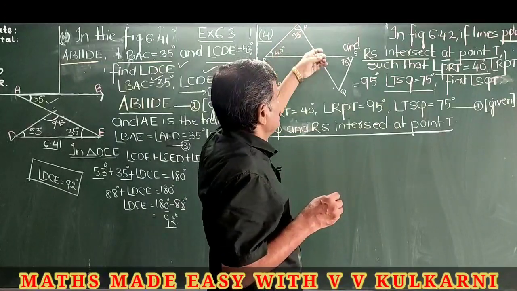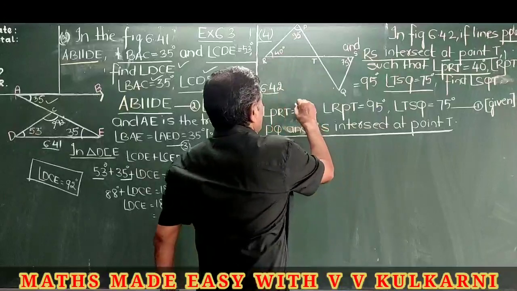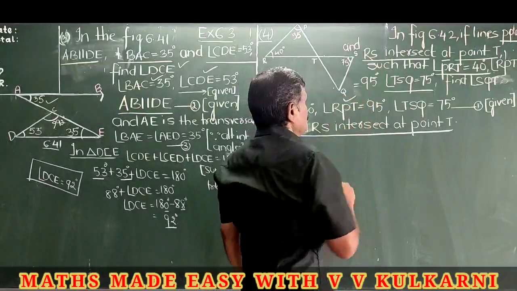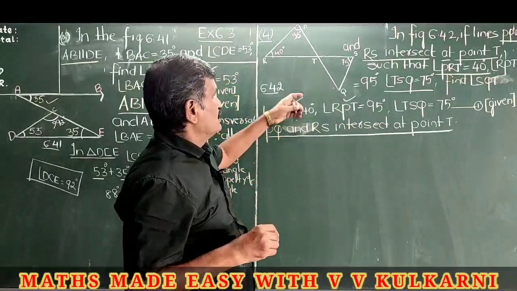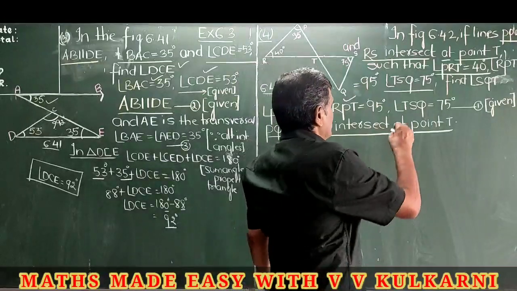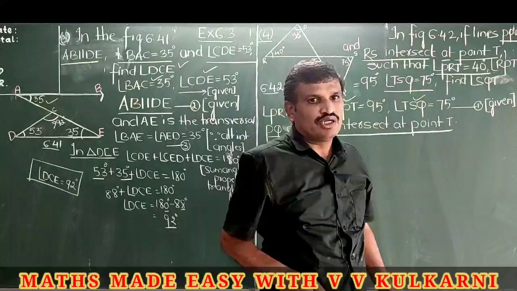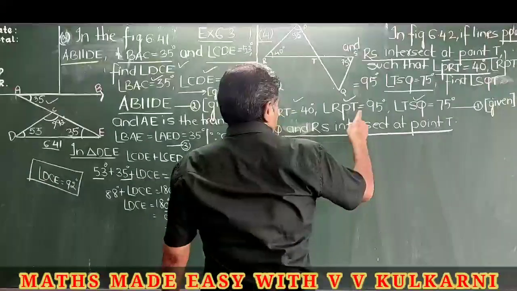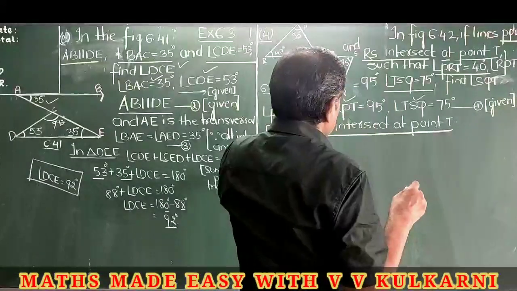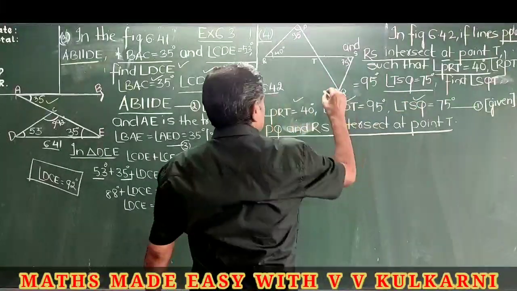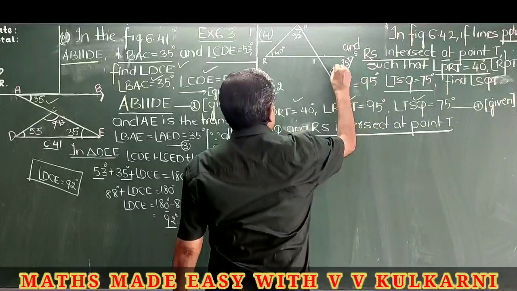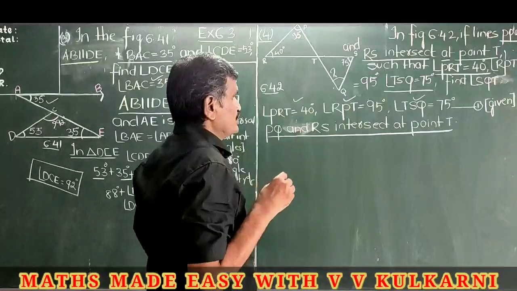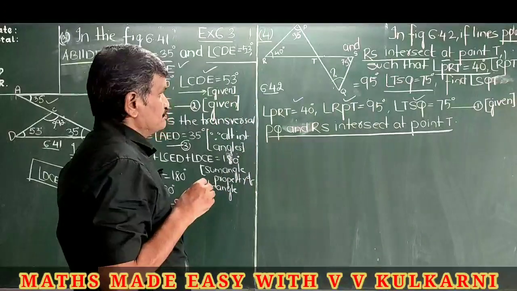Angle RPT is equal to 95 degrees. I have noted down that also. Angle TSQ is equal to 75 degrees. Okay, fine. I have noted down whatever is given to me. Now, what I need to find out is angle SQT. What is the measure of SQT? That is what I should find out.